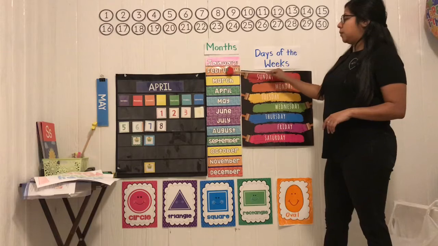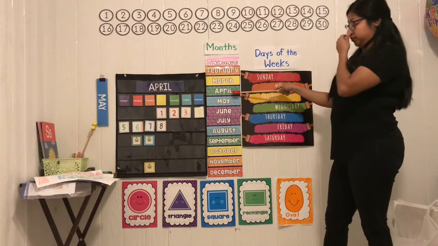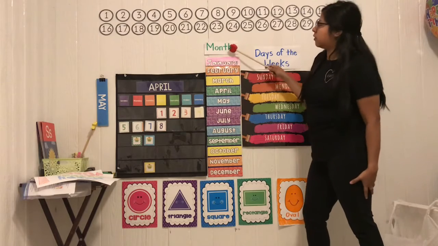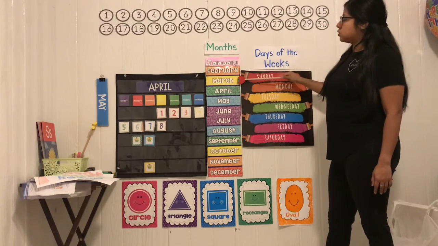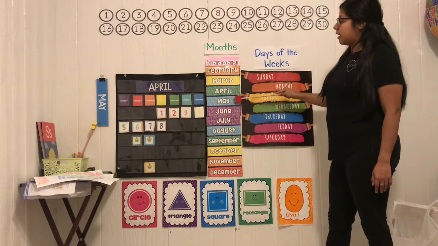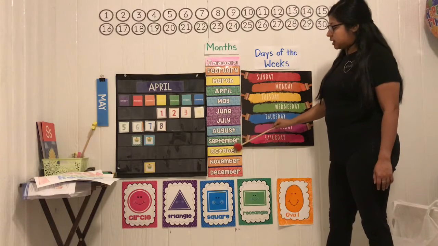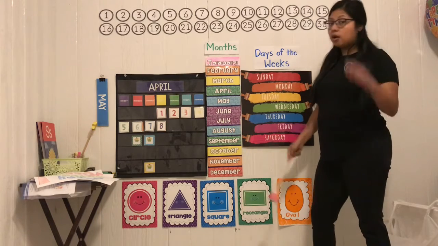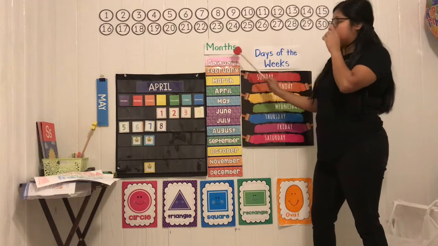And now we're in the month of April. Let's count how many months we have in a year. 1, 2, 3, 4, 5, 6, 7, 8, 9, 10, 11, 12. We have 12 months in a year.